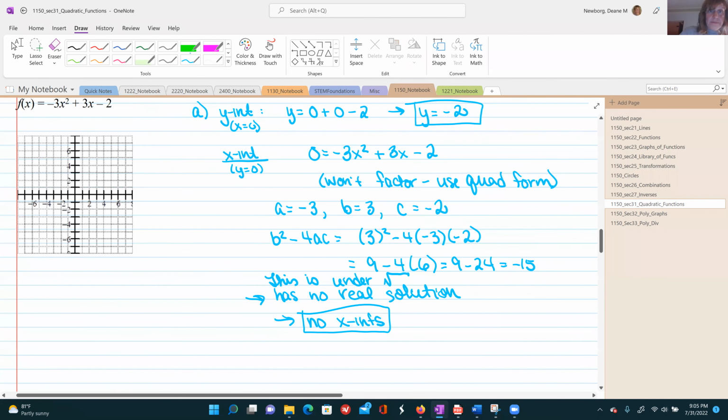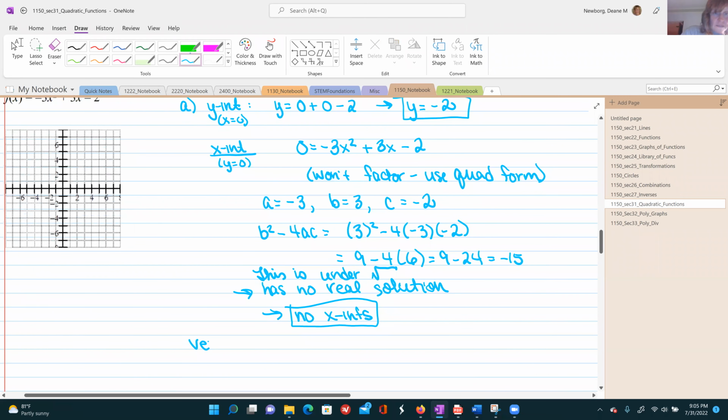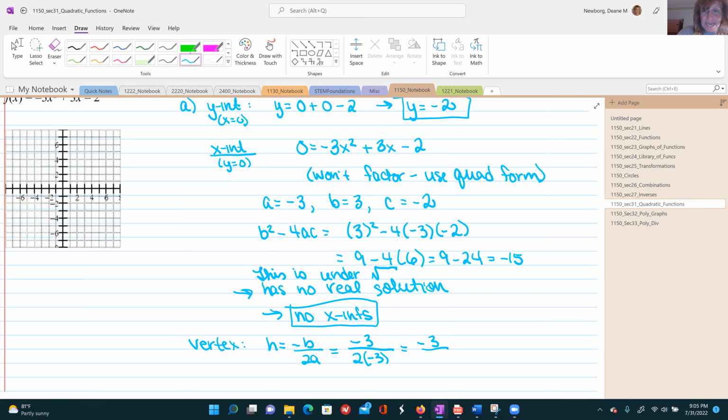Okay. Let's find the vertex. So the h, which is the x coordinate, is -b over 2a. And b is 3, so I have -3 over 2 times a, which is -3. So you would end up with -3 divided by -6. Well, negative divided by negative is positive, and 3 over 6 simplifies to be 1/2. Okay, so there's the x coordinate of the vertex.